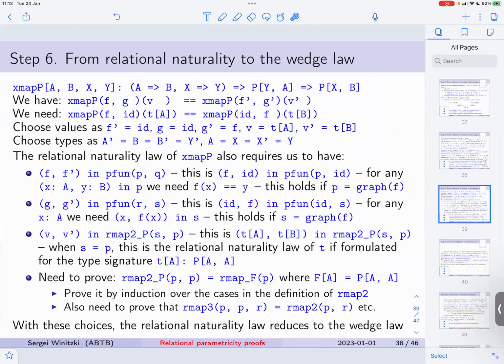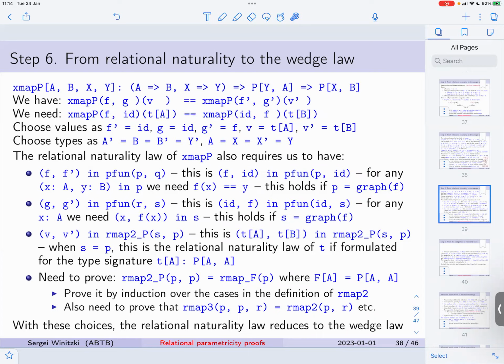Now, the next step is that we have this kind of equality. Now we have substituted some things, and what we need is, however, this. So we need to choose these values like that, so that what we need comes out of the relational law. So this is the relational law that we have proved. So let's choose those types and the values accordingly. So then we get the law that we need.